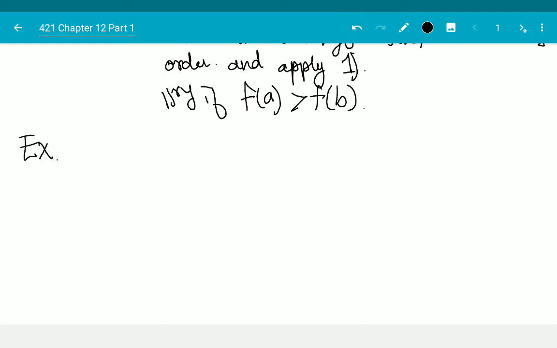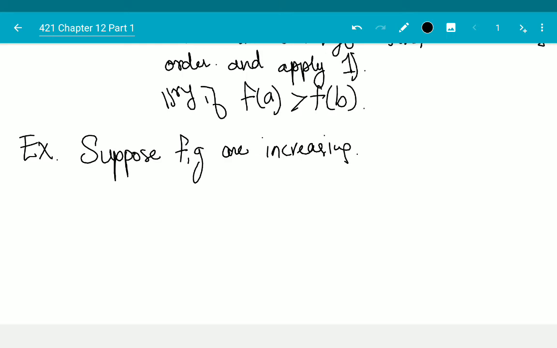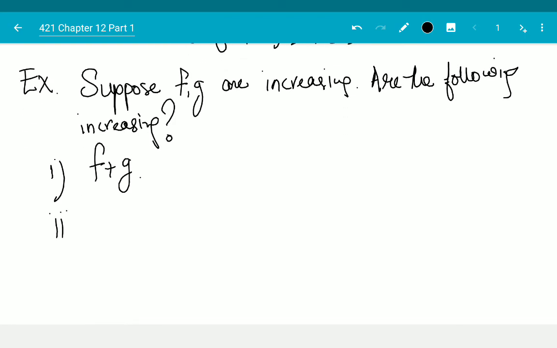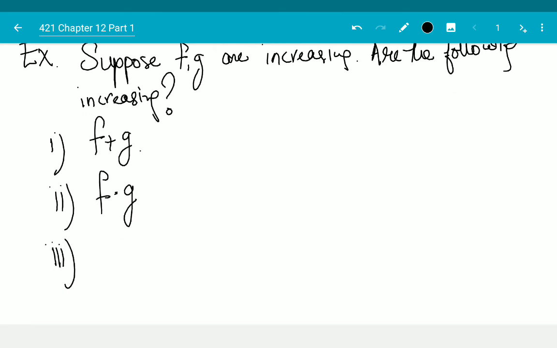Example: suppose f and g are increasing. Are the following increasing? First, f plus g. Second, f times g. And third, f composed g. Okay.